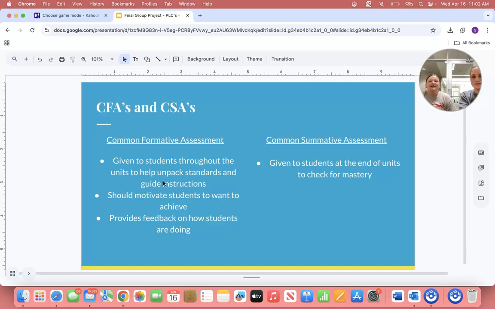So that is where CFAs and CSAs come in. CFA stands for Common Formative Assessment, and these are given to students throughout each unit to help unpack standards and guide instruction. The CFAs should motivate students to want to achieve. It also gives them feedback, which helps them to know how they're doing in their class on a day-to-day basis. And then you also have a CSA, which stands for Common Summative Assessment, and these are given to students at the end of each unit to check for mastery, just to make sure that they know the material that they were taught.